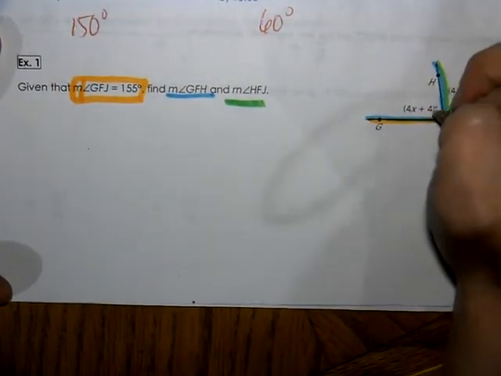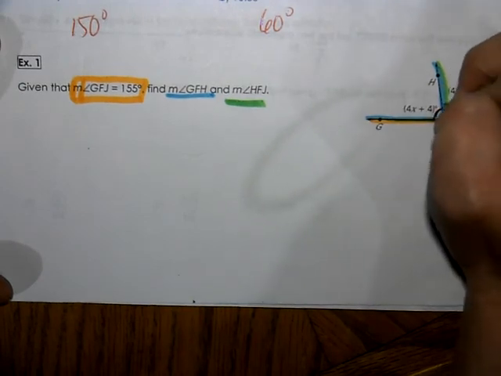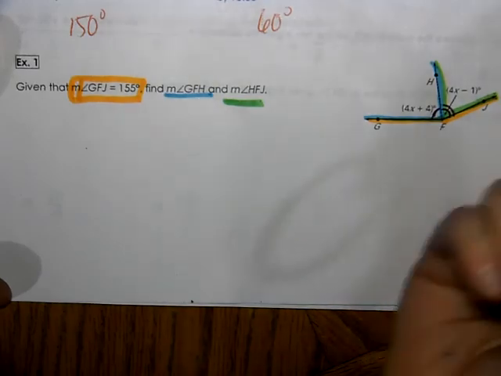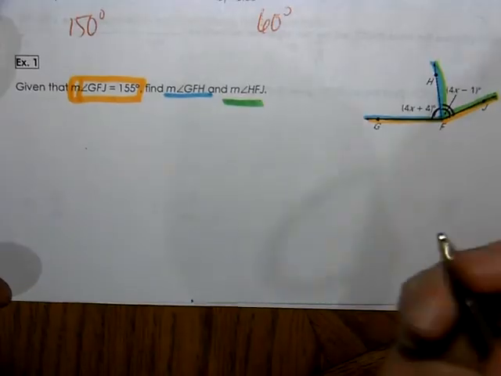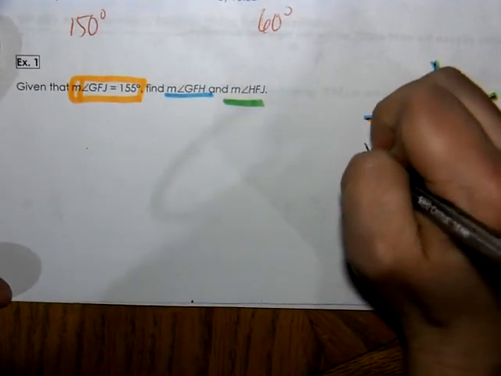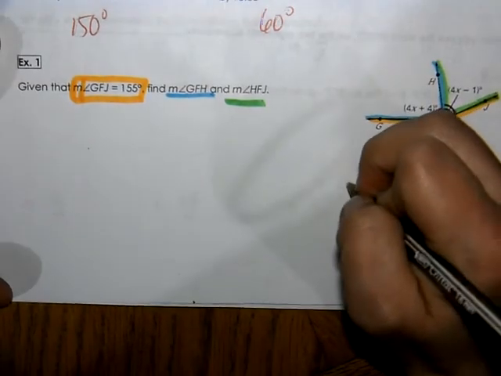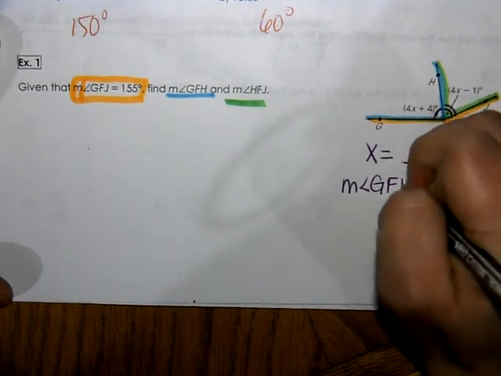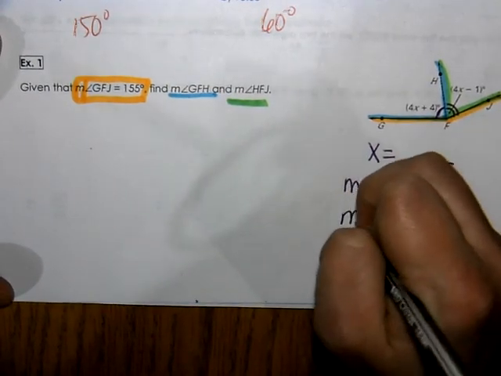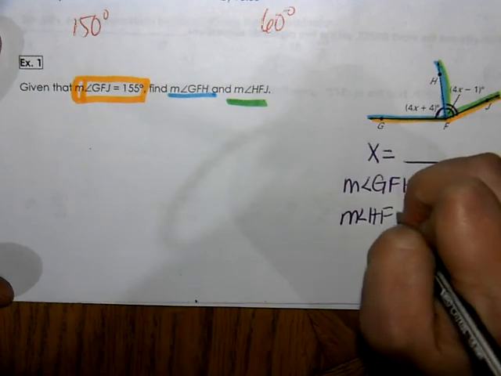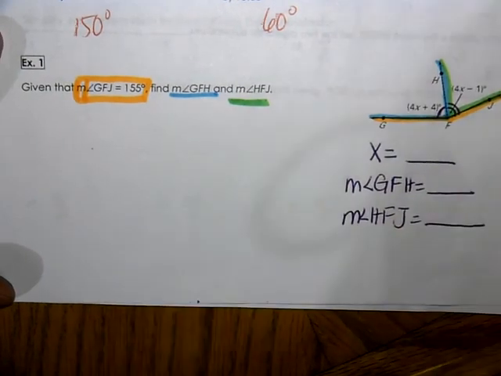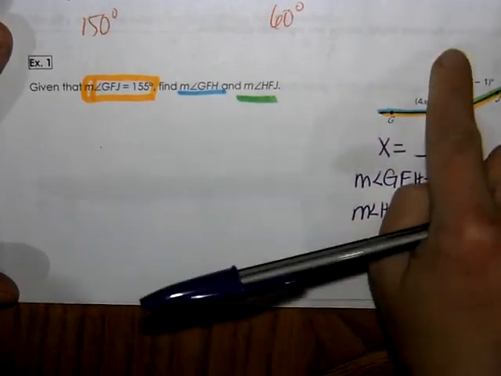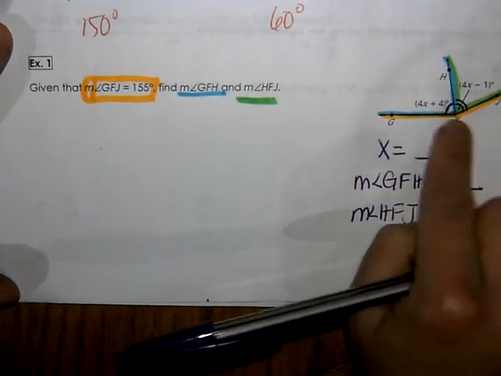So that means that these 2 angles have completely different measures with completely different arc marks. To solve this problem, we need to identify what x is equal to. Then we're going to find the measure of angle GFH, and then the measure of angle HFJ. So we have 3 pieces of information that we need to find. But what I do know is that one part plus the other part equals the whole.